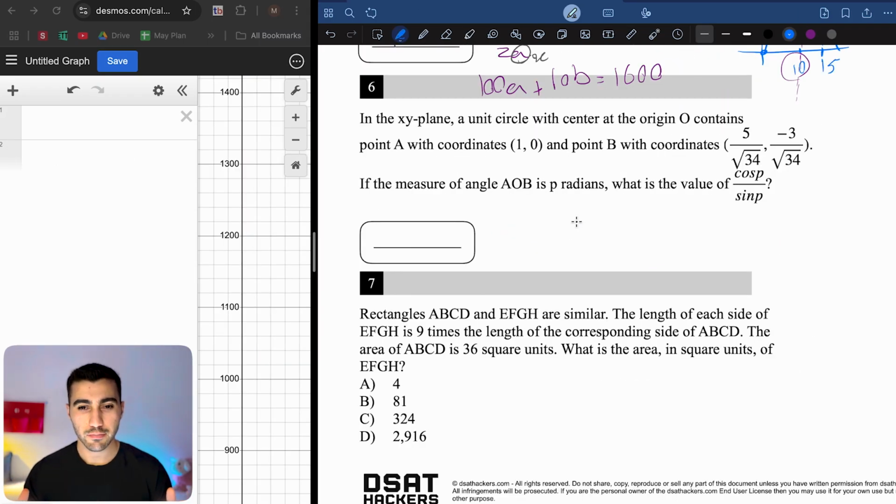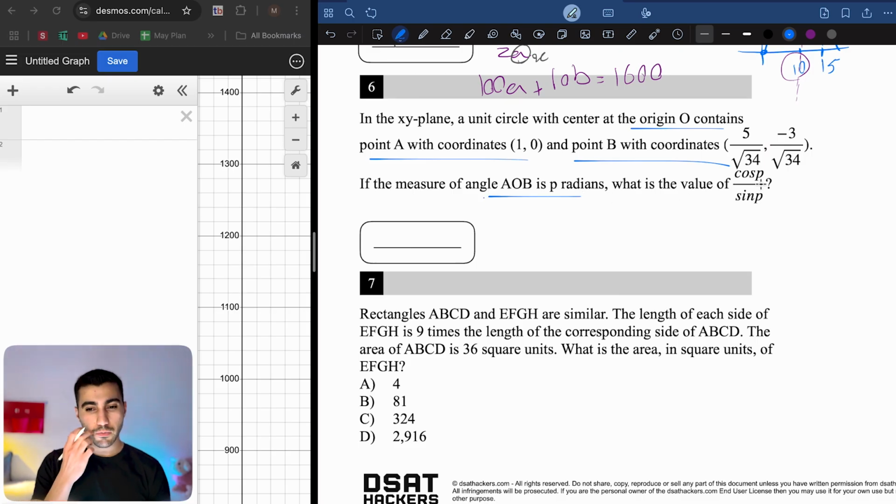All right, guys, question number 6. You're halfway there, you're doing great. In the XY plane, a unit circle with center at the origin O contains point A with these coordinates and point B with these coordinates. If the measure of angle AOB is p radians, what is the value of cosine P over sine P?